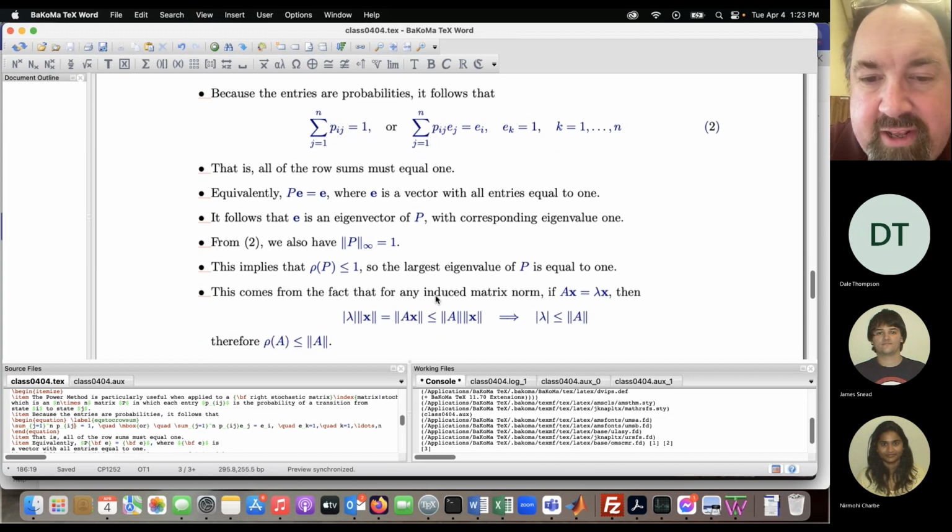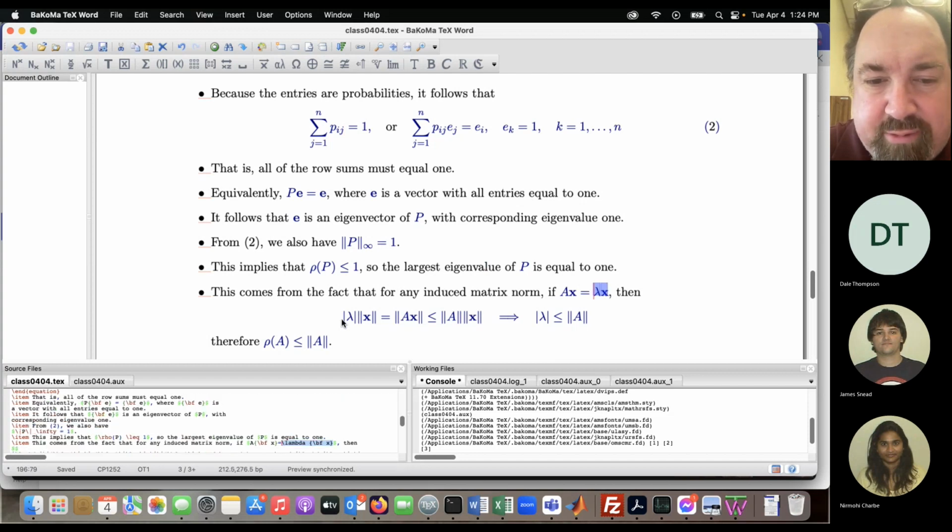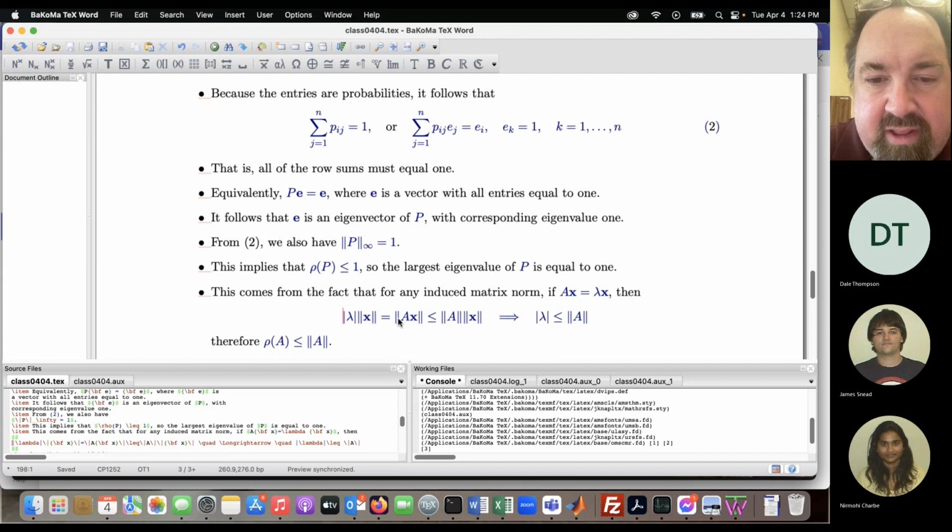if I have any induced matrix norm, also known as a natural matrix norm, and to refresh your memory, an induced matrix norm is a matrix norm that is induced by a vector norm. So if I have Ax equals lambda x, and if I take the norm of both sides of this, well, for this side, I could just pull out the absolute value of lambda. Now, the norm of Ax is less than or equal to the norm of A times the norm of x.